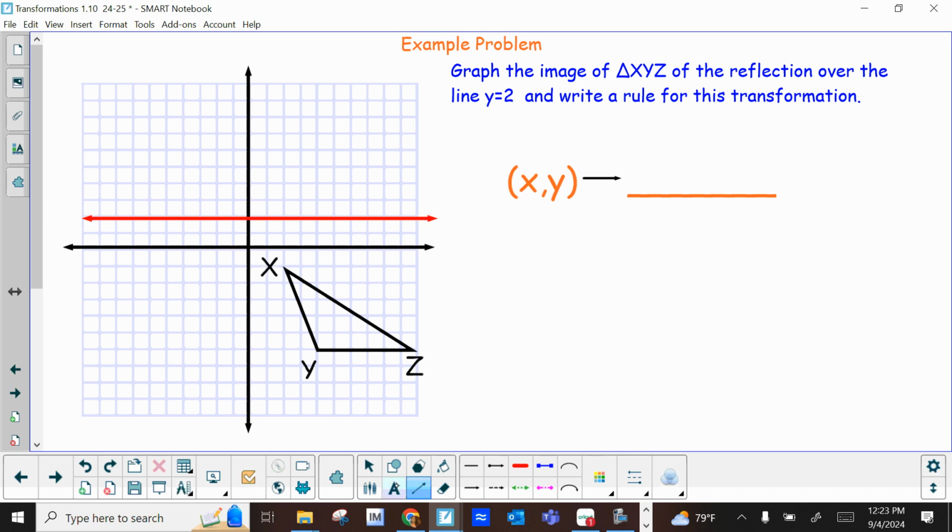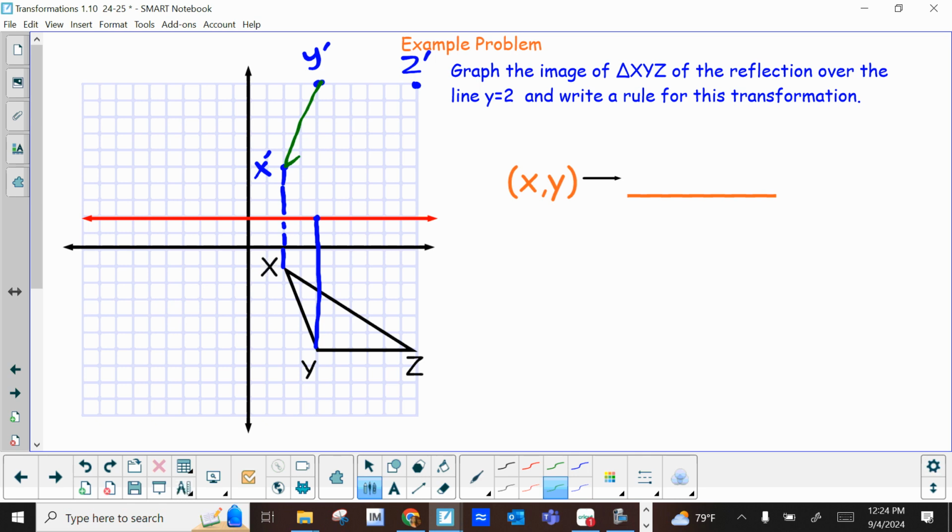So guess what? I'm going to count the opposite direction. So x is 1, 2, 3 units away. I'm going to go 1, 2, 3 units away. So there's my x prime. Y is 1, 2, 3, 4, 5, 6, 7, 8. That's 8 units away from the line of reflection. So I'm going to go 8 units away here, which is right there. So there's y prime. Z is on the same line, so I know it's going to be like that. So here is the reflection of that. So graphing it is easy. Finding the rule is a lot more challenging.